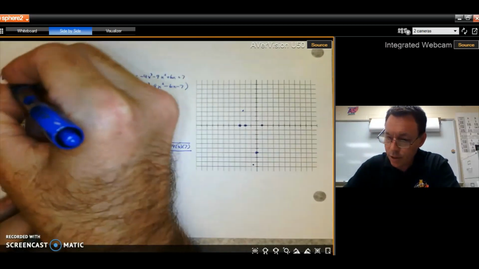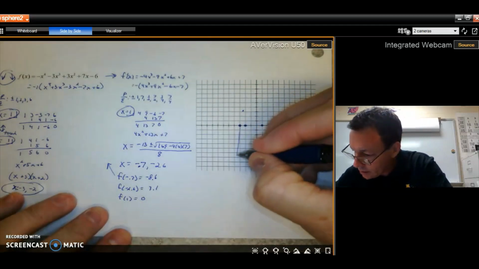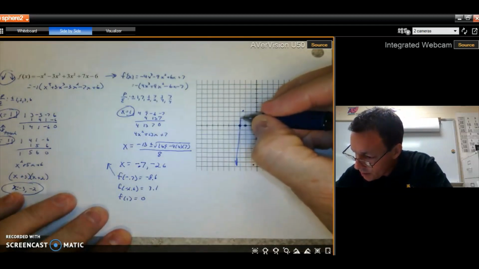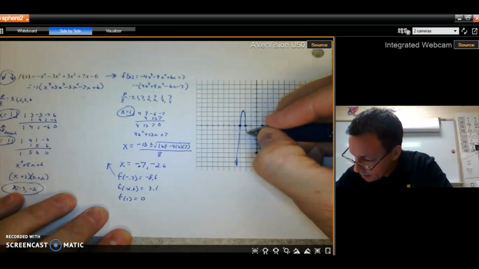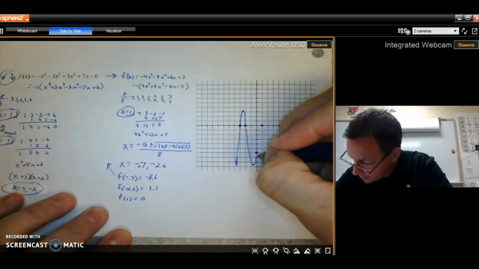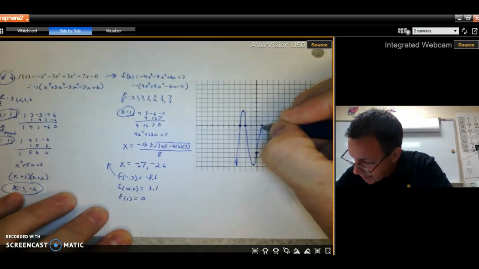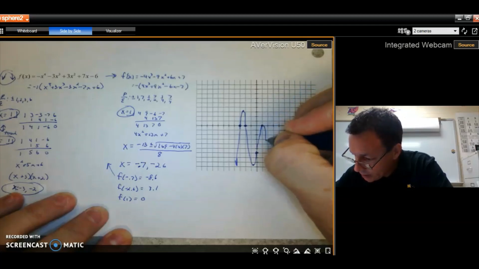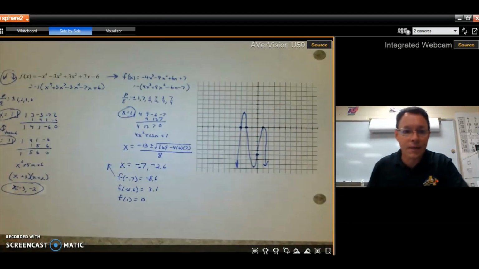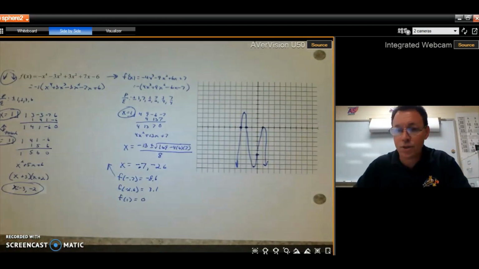Make sure our ends go like this. We're going to go down. It's going to go up to this maximum. It's going to come down to the minimum. Turn. It's going to hit this. This is a turning point. And then we're going to go down. And that is the graph of that polynomial function.